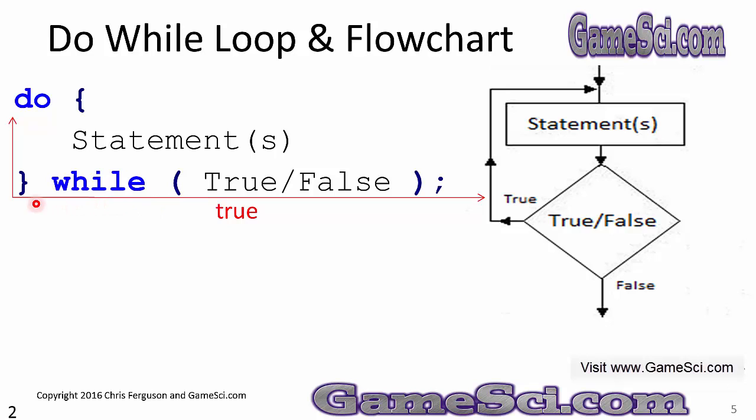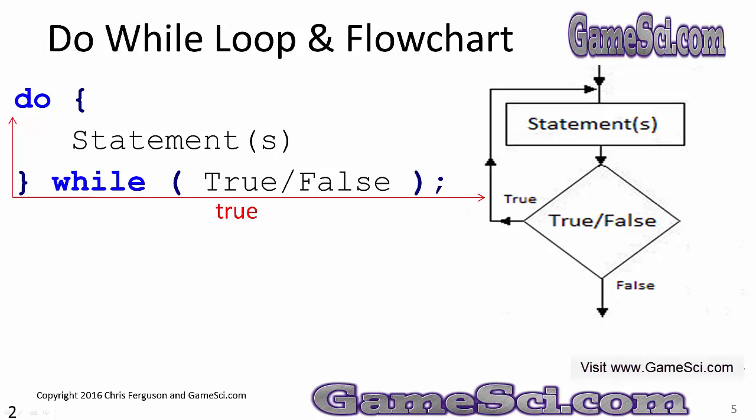You can see the line here. We've hit the end of the while loop. The statement is true, so we'll follow this line back up to the do and repeat the code again. That's what a loop does. It repeats the same code over and over again while the statement is true.